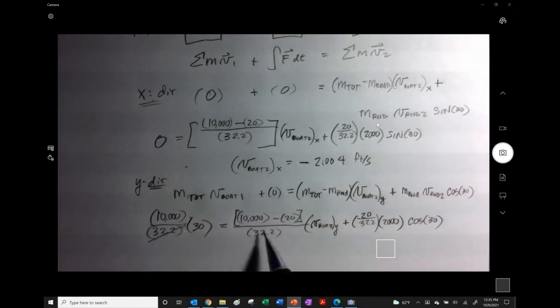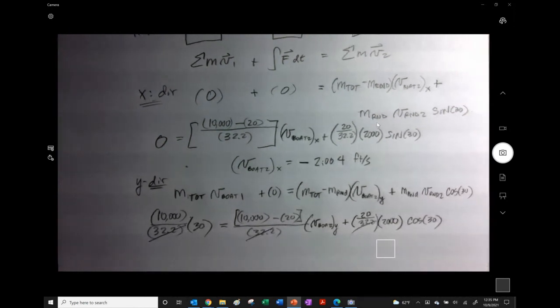And we can see that these 32.2s are going to cancel each other out, but I want to really emphasize that we need to turn weight into mass. So what do we got? We got 10,000 times 30, and then we have 10,000 minus 20. I don't need to do that one yet. All right, I'll save that for the end. So now we're going to have 20 times 2,000 times the cosine of 30. Boom.